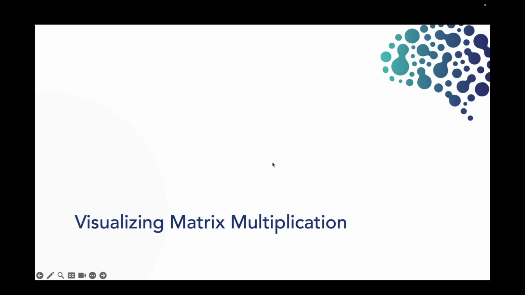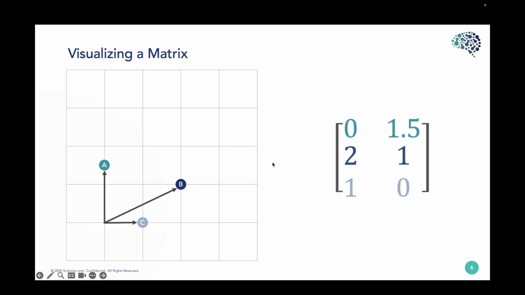So first, how do we visualize matrix multiplication? This is a graph, and we've seen graphs like this through this series. This is a 3x2 matrix with row-wise vectors, meaning it's got 3 vectors of 2 dimensions each. The first vector, A here, is 0, 1.5. The second vector, B, is 2, 1, and the third vector, C, is 1, 0.